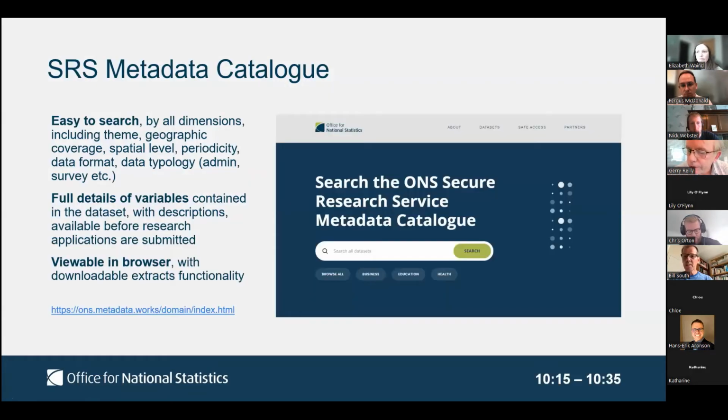So next slide. I just put this slide in very quickly. We've recently launched a new metadata catalog where users can browse the data sets that are available. Those 125 or so data sets are all there, and you can search and see what's contained within those data sets to help you develop a good project application.